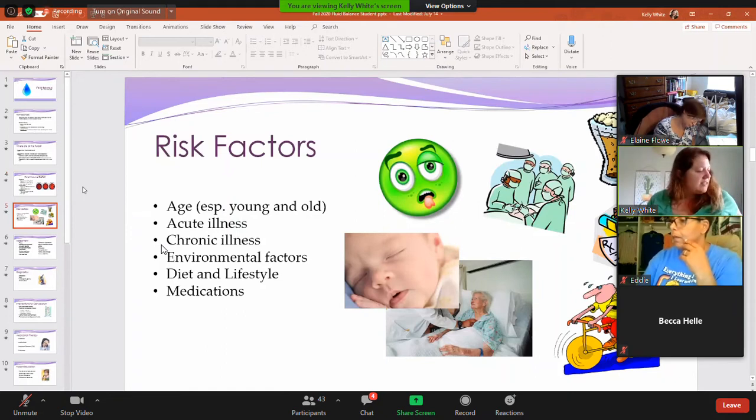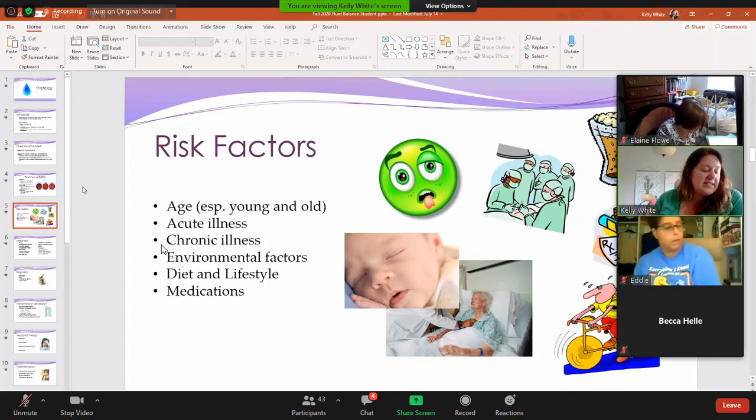Acute illness, I said chronic, I mean acute. Acute illness can be surgeries. So let's say we've lost a massive amount of blood from a surgery. That's going to cause us to be dehydrated because we've lost that fluid volume from our blood loss. Acute illness too, the nausea, vomiting, diarrhea we discussed.